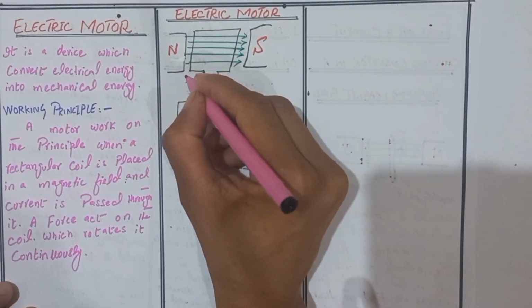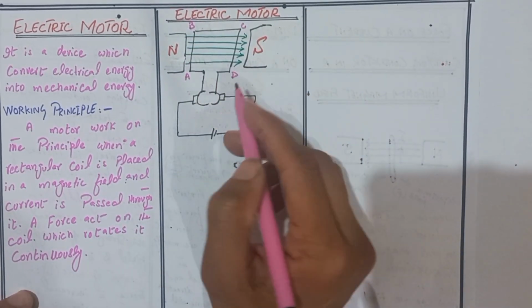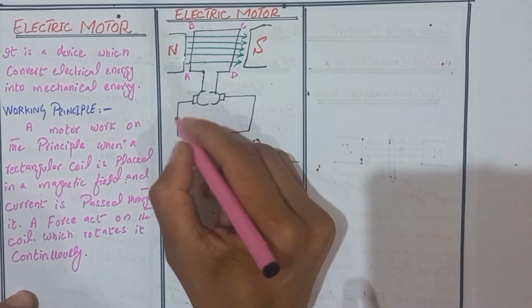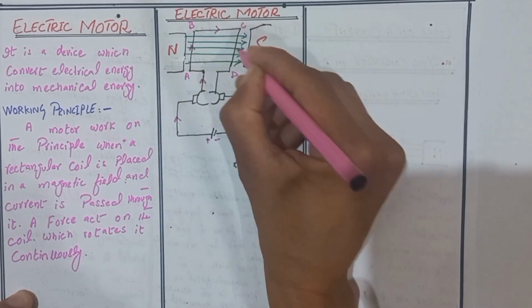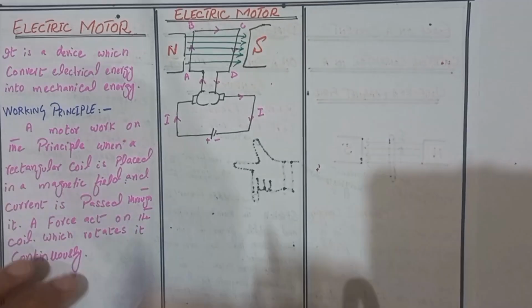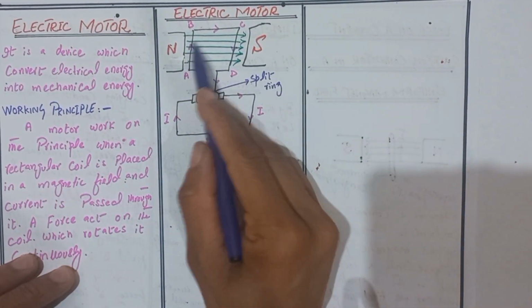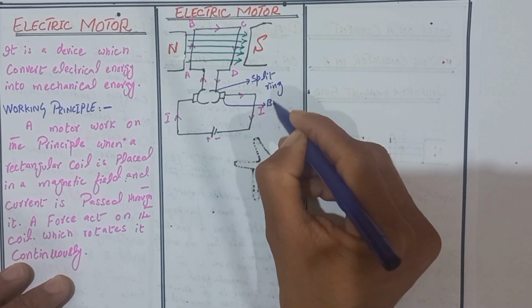An electric motor consists of a rectangular coil ABCD, which is placed in a uniform magnetic field, and this coil is connected with a battery, and current is flowing through this coil. This is a split ring that is connected to the coil and changes the direction of the current flowing through this coil. These are our brushes.